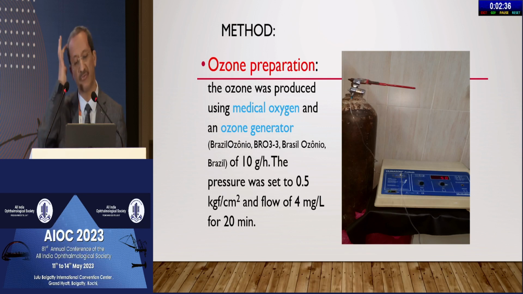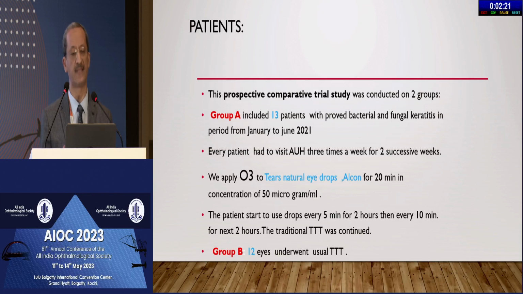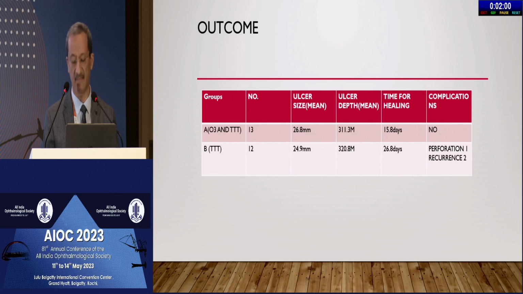And this is how to prepare the ozone for these patients, with the ozone generator, which is a very cheap instrument, using the ordinary tear substitutes available in the market and applying ozone to them. We have this clinical trial comparing 2 groups, one using ozonated saline as treatment in addition to the antibiotic or antifungal, in comparison to the usual treatment. The success rate was much better in cases of ozone, with a shorter duration of healing and better response.